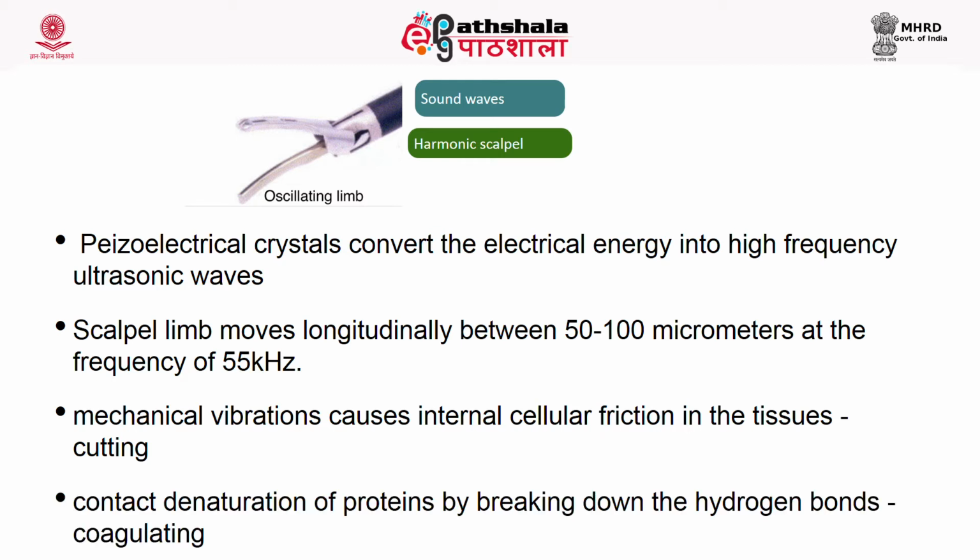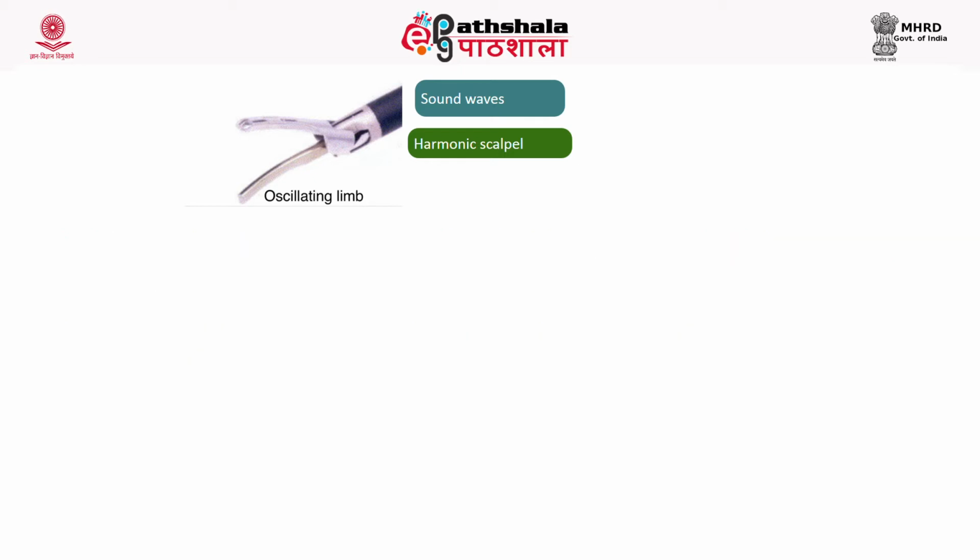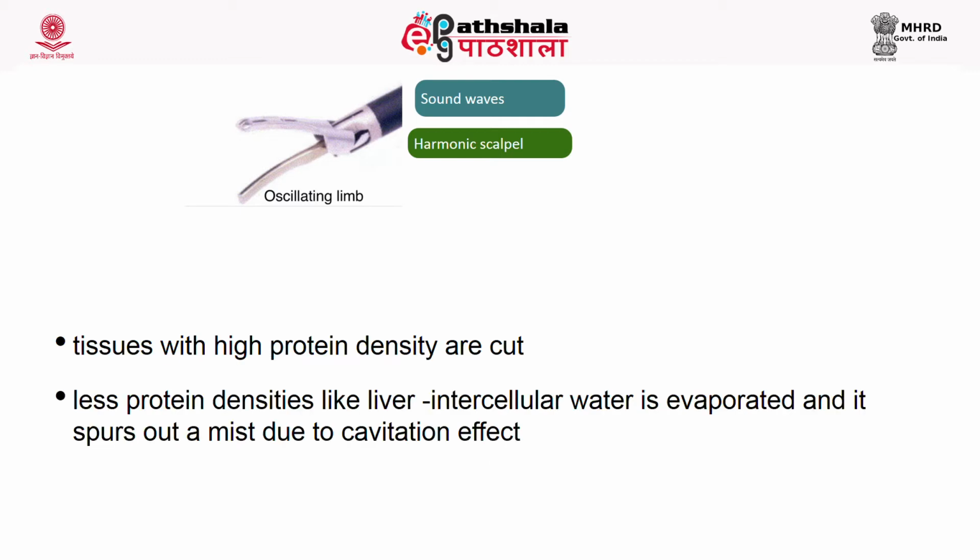So it also provides coagulation in the same setting, and that is the main advantage of this device. It cuts and coagulates the tissue in the same setting. Another thing is, in some tissues where there is less protein density, for example the liver, there is a lot of water content. So when this oscillating limb comes into contact with it, the water evaporates and there is a mist-like mixture of tissue and water which comes out of the tissue. So that is known as the cavitation effect.